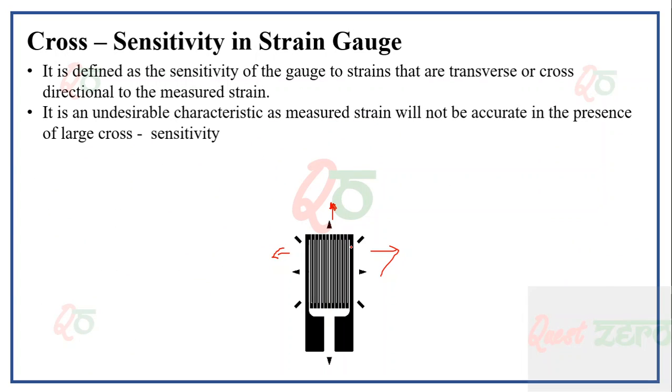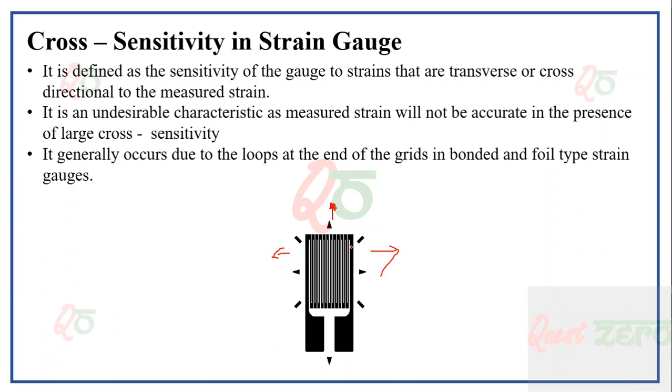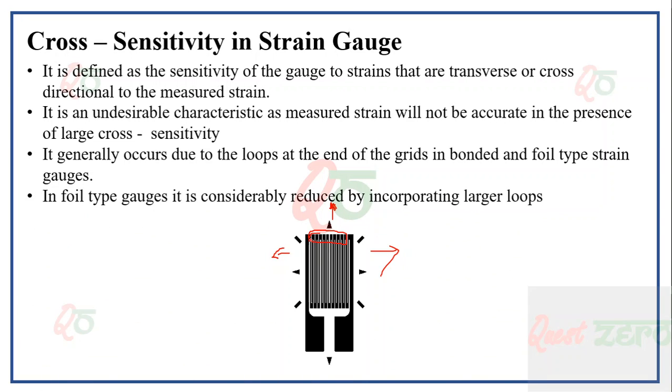It is an undesirable characteristic, as the measured strain will not be accurate in the presence of large cross sensitivity. So cross sensitivity should be as small as possible. The strains along the transverse direction should be minimal. It generally occurs due to the loops at the end of the grids in bonded and foil type strain gauges. These are the loops present in the bonded wire strain gauge and foil type strain gauges. In foil type strain gauges, since you incorporate larger loops, the amount of transverse strain is minimized, thereby the cross sensitivity is also minimized.